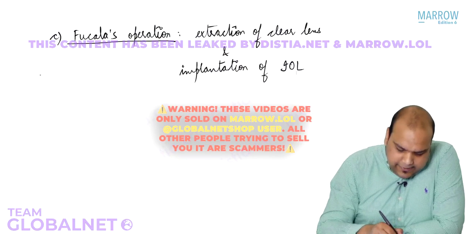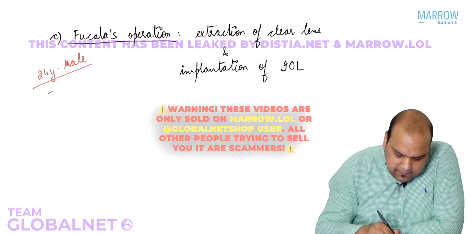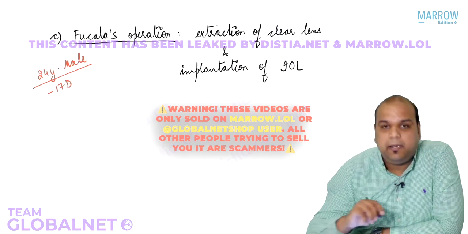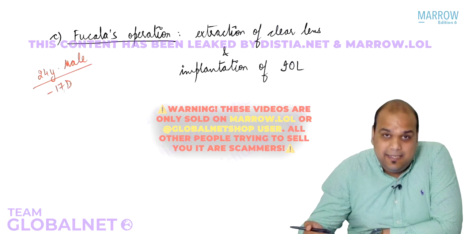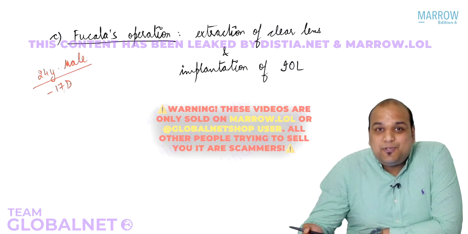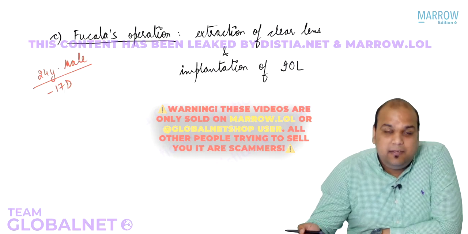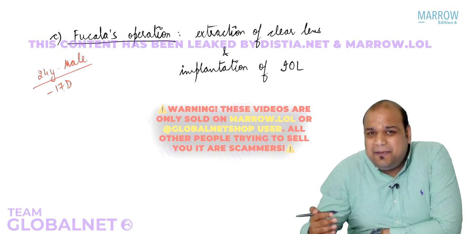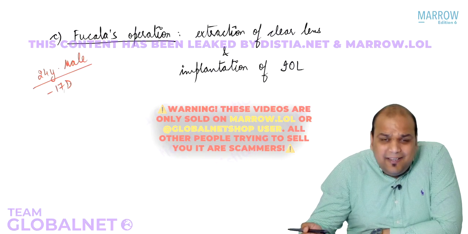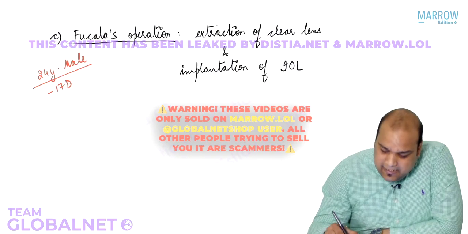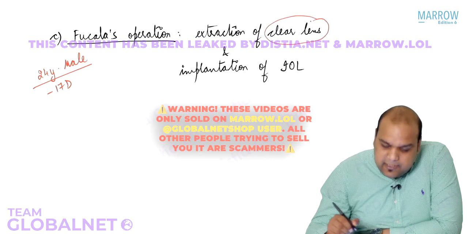If you try to understand it, let's say I have a 24-year-old male patient with a minus 17 diopter myopia. Yes, there are patients like this. Yes, there are. They exist. So either I give a minus 17 diopter spectacle, not possible. Can I do LASIK? No, LASIK is limited to minus 2 to minus 13D. What do I do? I say, let's look at my lens. What is the power of my lens?